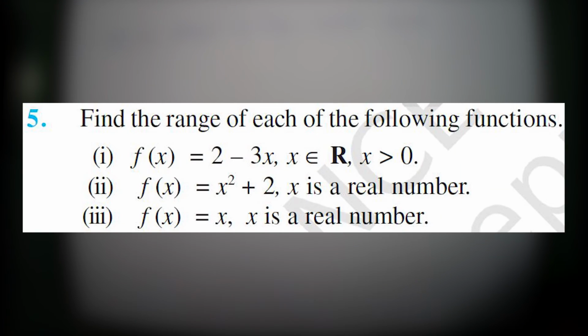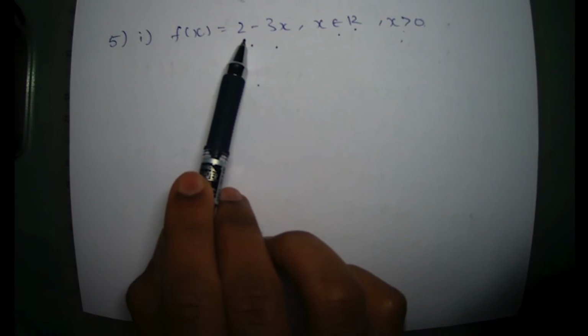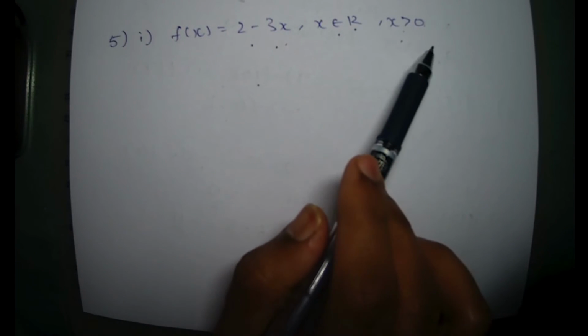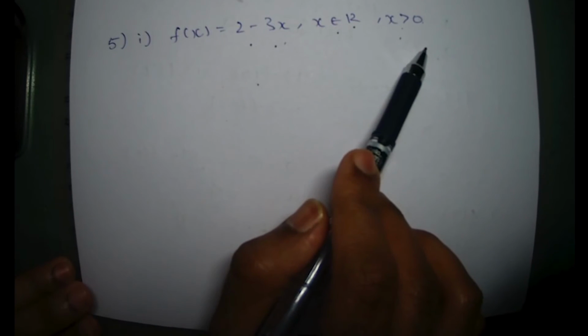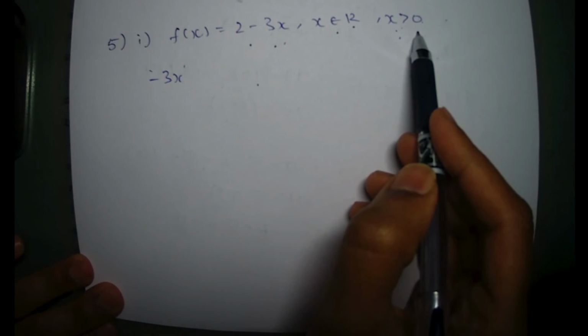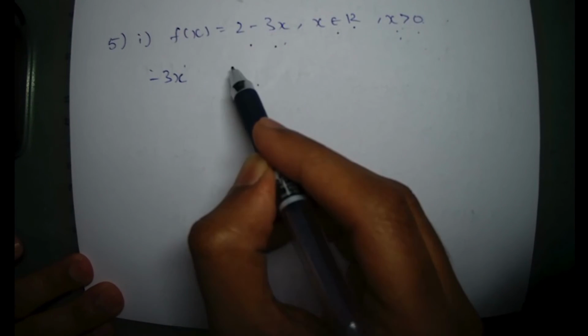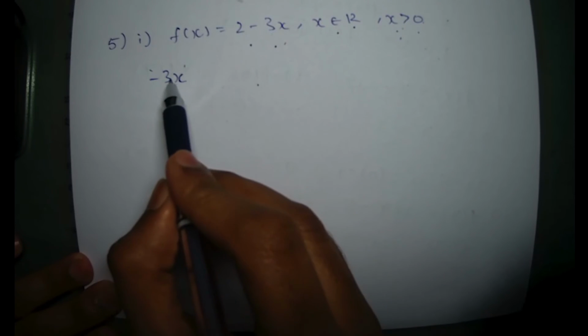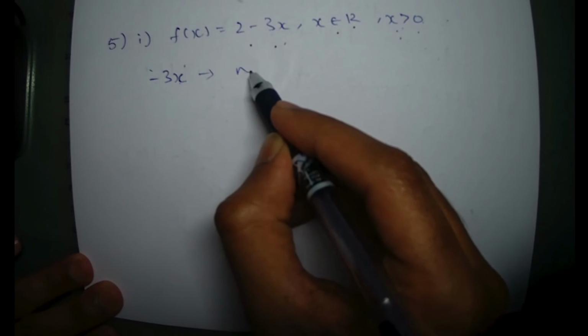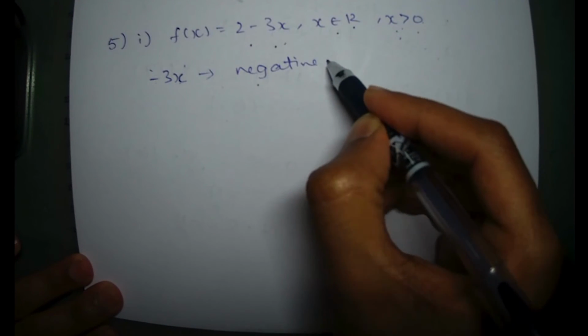Coming to the fifth question, find the range of each of the following functions. So we have to find the range for the function. The first function we have is f of x is equal to 2 minus 3x, where x belongs to all real numbers and x should be greater than 0. First we'll see the x term. We have minus 3x. Since x should be greater than 0, x is always a positive number. And since minus 3 is being multiplied to x, minus 3x will always be a negative number.